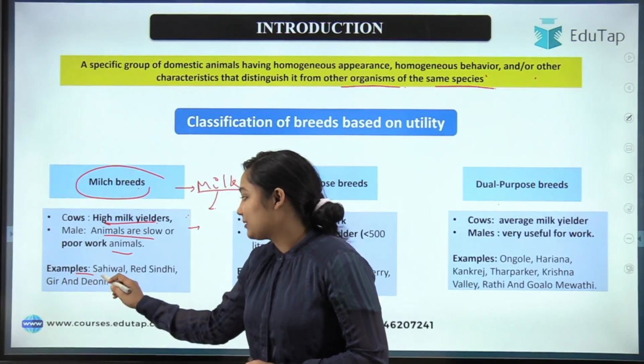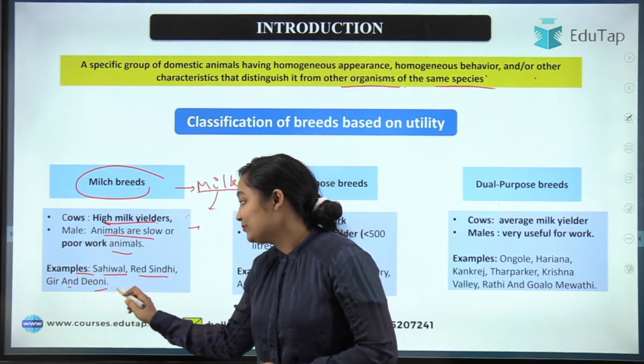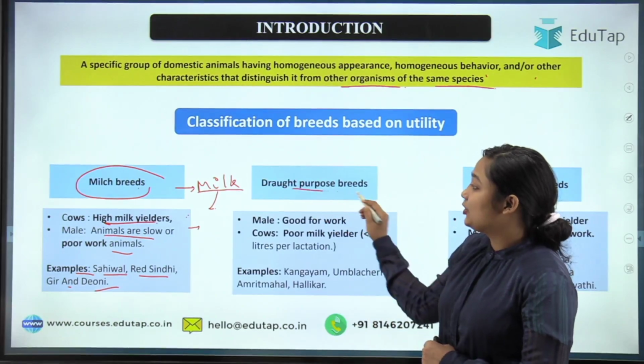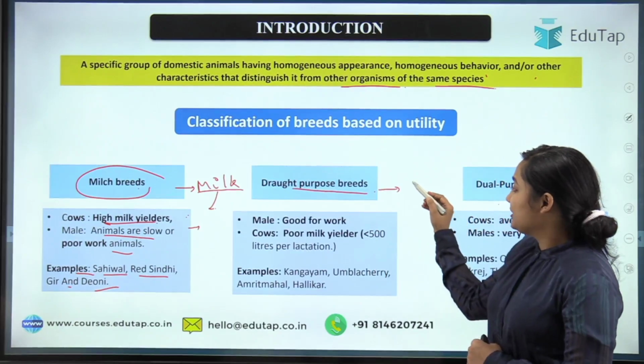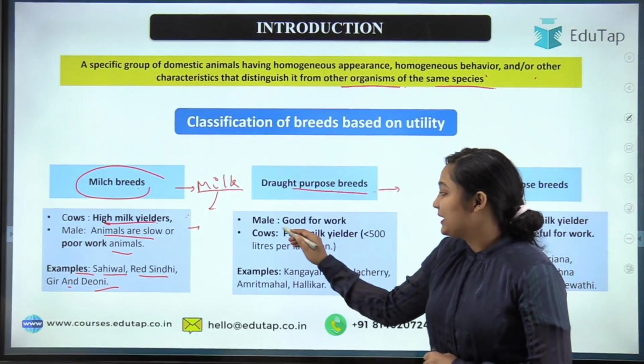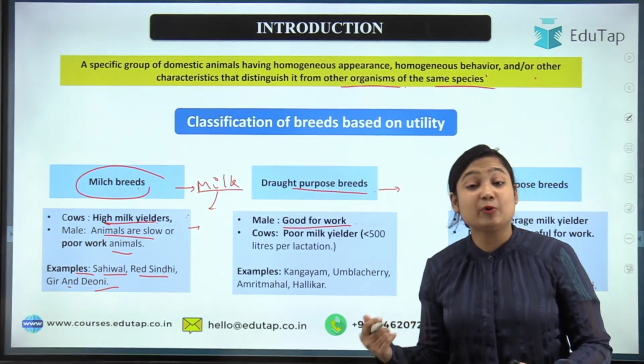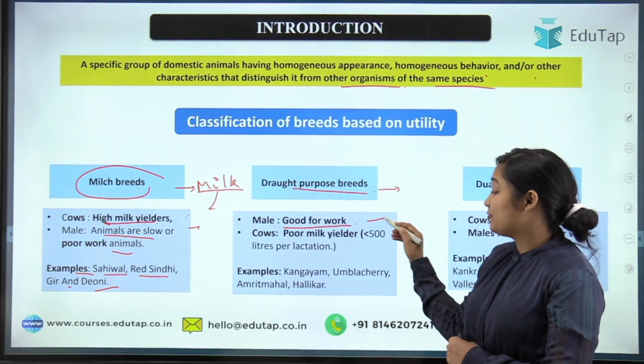Now for example, if we talk about Sahiwal, Red Sindhi, Gir and Deoni. Talking about the draught purpose, it means even though the females are not very good milk yielders, their males are good for the work. It means very good for plowing. Strong males are there. Okay, we can use them for the work.